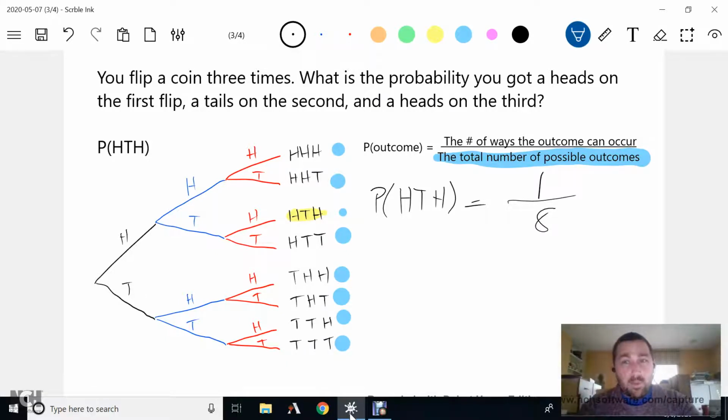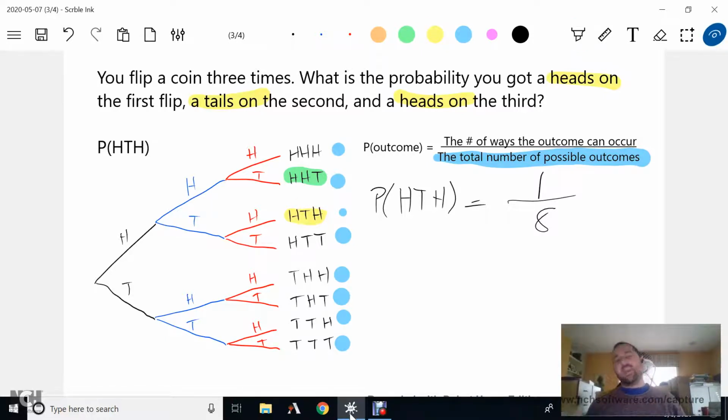Now I want to point out, please, please, please note that heads, heads, tails and heads, tails, heads are not the same thing, even though they both have 2 heads and 1 tails. Because in this scenario, the order that you're getting the flips matters. So this is not saying just getting 2 heads and a tail. It's saying a heads in the first flip, a tails in the second, and a heads in the third. It's only this outcome.